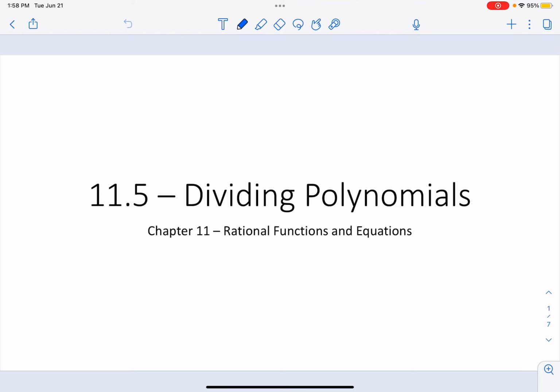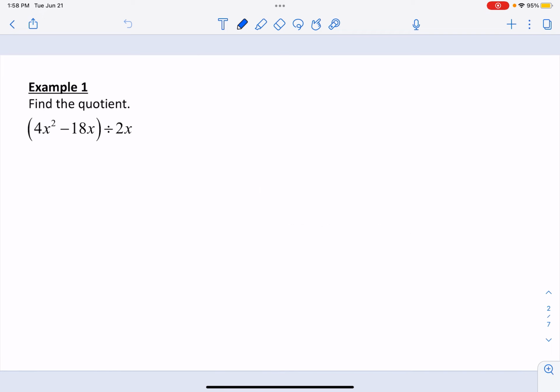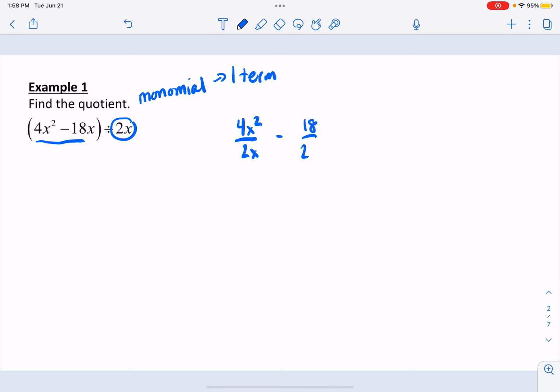Today we're going to be talking about dividing polynomials. Okay, so this first example, we have some polynomial that's more than one term divided by a monomial. Remember, a monomial is something that is one term. It's really nice and easy when they're one term because I can just say 4x squared divided by 2x minus 18 over 2x, and then we can go through and cancel.